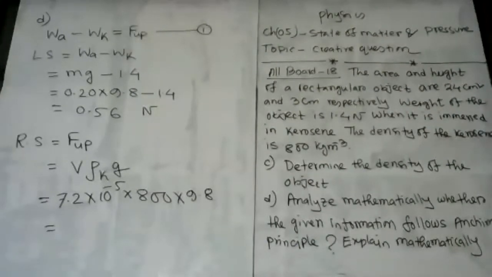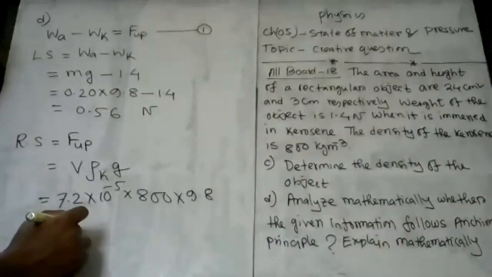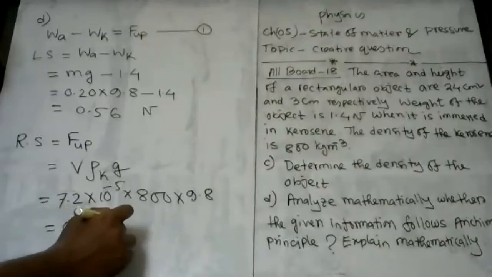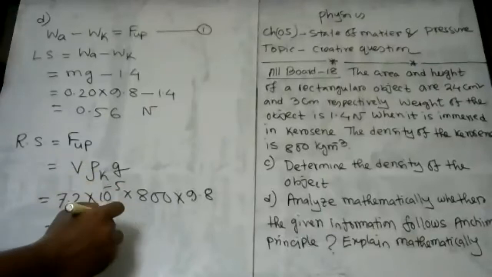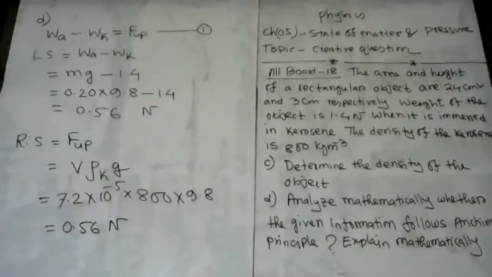Now find the value of upward thrust here. So 0.56448. Upward thrust equals 0.56448. Okay, 0.56 is enough, my dear student, because this is equal to the value of the left side. So you can say that in this case, the weight lost by the body will equal the upward thrust, or the weight of the displaced liquid. And this is the basic principle of Archimedes' law. So we can say that this given information can support Archimedes' law.